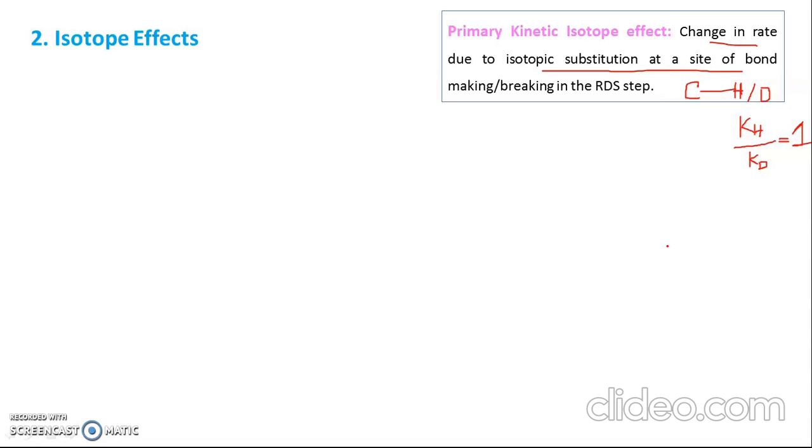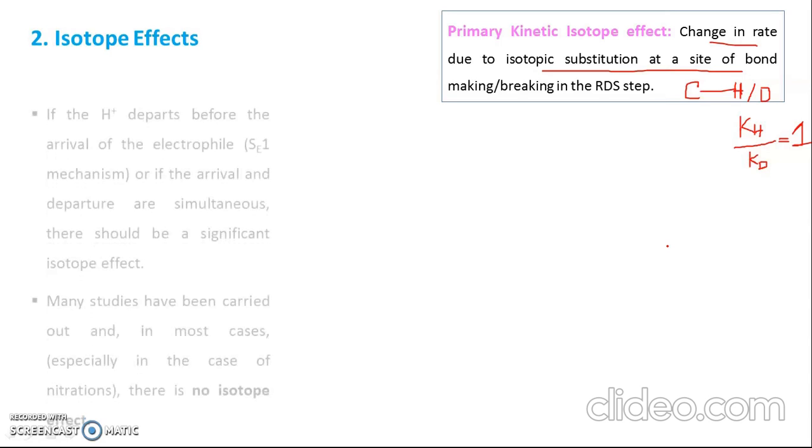Okay, so basically in the mechanism that we have seen, the first step is the attack of the pi electron cloud of the benzene ring on the electrophile, and in the second step, there is removal of the proton, that is the breaking of the CH bond. So obviously CH bond cleavage is not happening in the RDS step, so we should get this KH by KD value as 1, right?